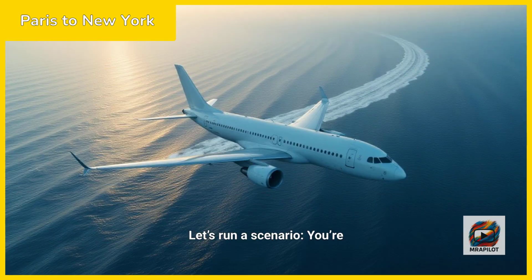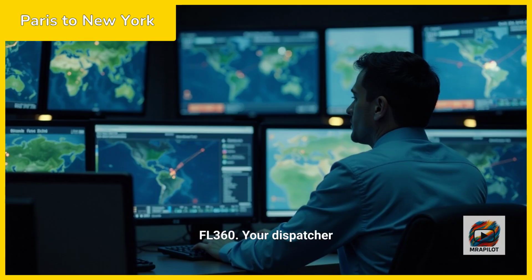Let's run a scenario. You're flying from Paris to New York. The jet stream core is centered over the North Atlantic at FL 360. Your dispatcher suggests FL 340 to stay beneath it on westbound legs, reducing turbulence and fuel burn. Another example, a transcontinental flight in the US uses a high-altitude ridge to cruise at FL 390. Favorable upper winds provide a 25-knot tailwind, shaving 20 minutes off the ETA. Passengers are happy. Dispatch is happy. Fuel use is lower. Win-win.